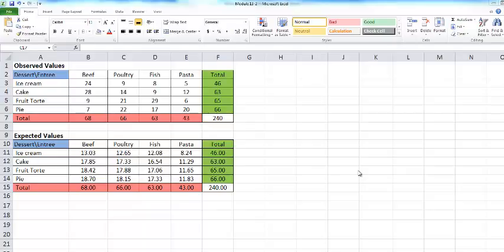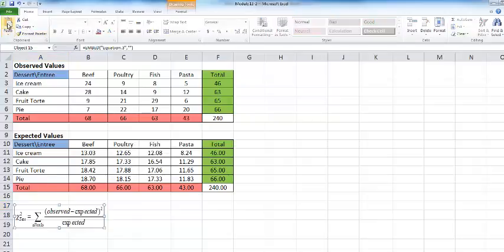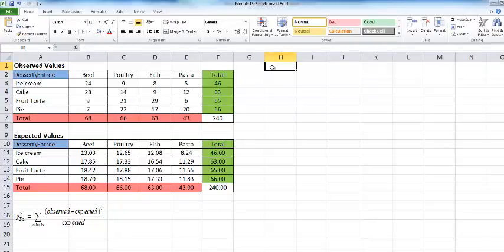Well, now we have the expected values and observed values. Then the next step is to find the test value for chi-square and then compare the test value with the critical value. Let's remember our formula. That was observed value minus expected value squared, divided by expected value, and then sigma.